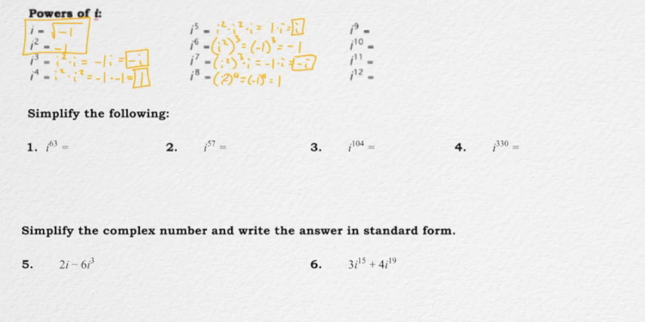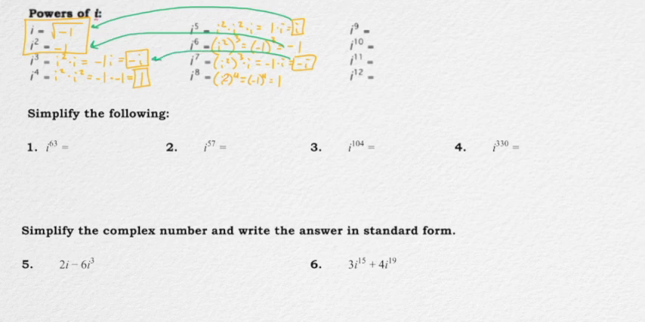And you might actually be seeing a pattern now. So i to the fifth was the same thing as just i, i to the sixth was the same thing as i squared, i to the seventh was the same thing as i to the third, and i to the eighth was the same thing as i to the fourth. And this pattern will continue forever. So to save ourselves some time, we can see that i to the ninth would be the same thing as i, i to the 10th would be the same thing as -1, i to the 11th is the same thing as -i, and i to the 12th can simplify down to just 1.